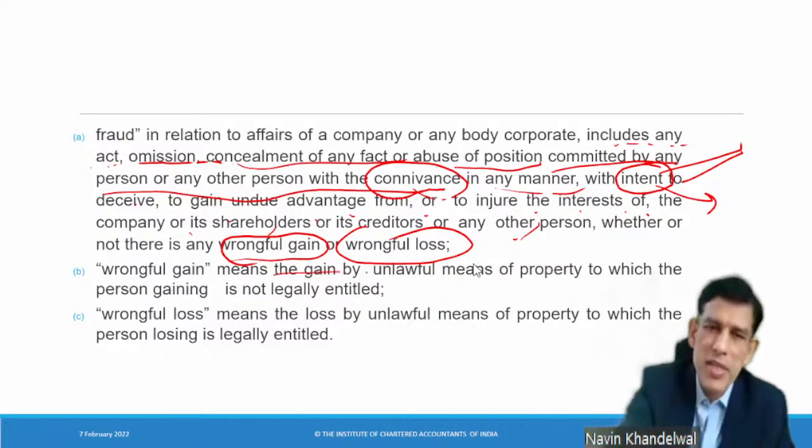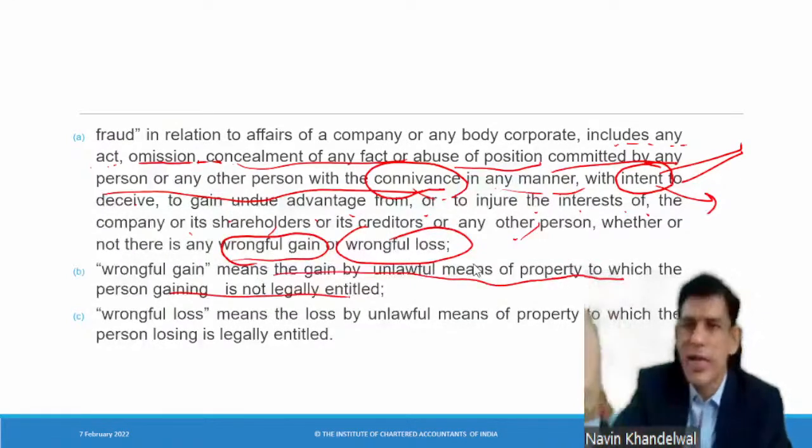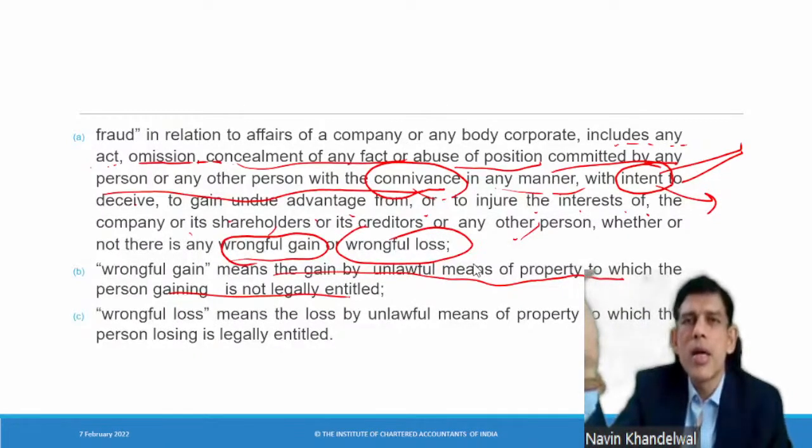Now, what is wrongful gain? It means the gain by unlawful means of property to which the person gaining is not legally entitled. So that means you are getting certain property which you are not entitled to. It may be property of cash, any building, land, whatever you gain. Out of that, your cash balances increase.